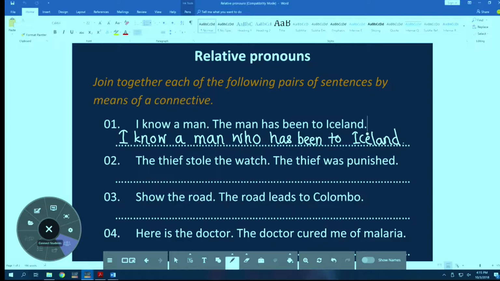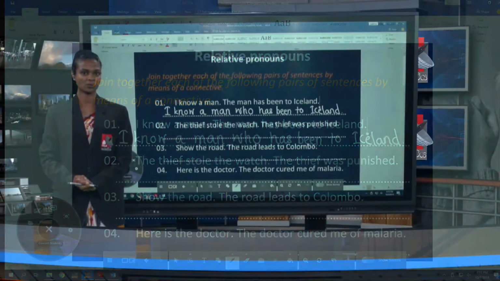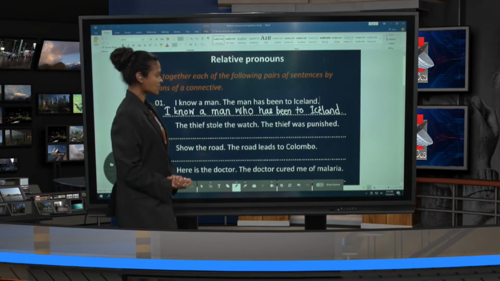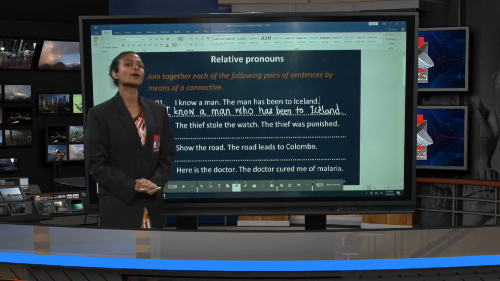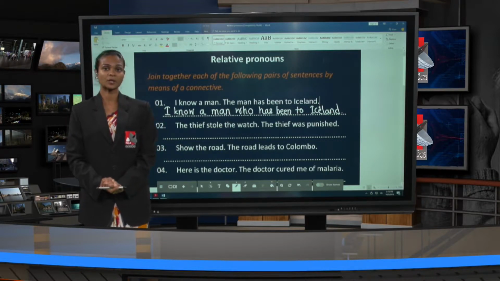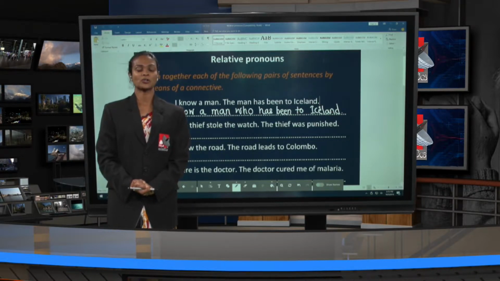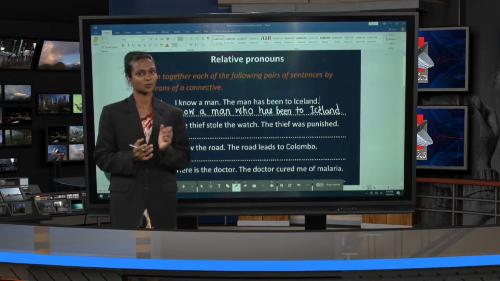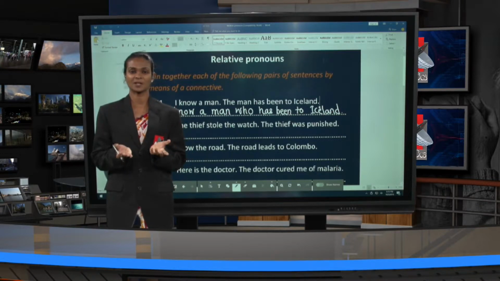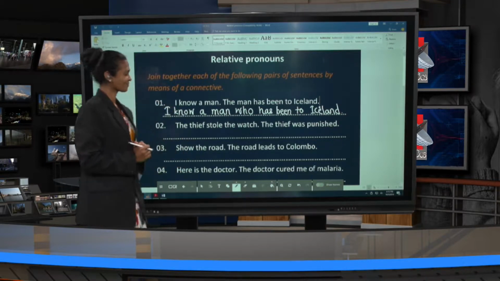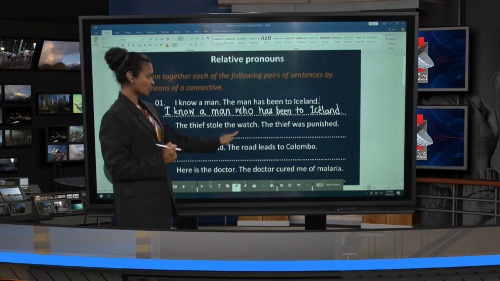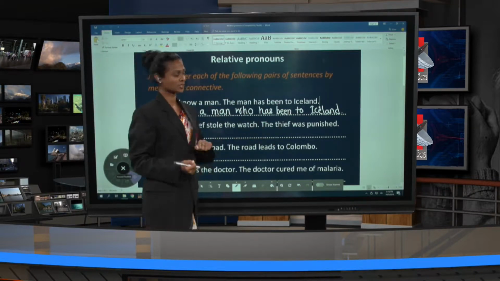Second one, the thief stole the watch. Then the next sentence says the thief was punished. How do we form this? We are going to describe the thief. The thief who stole the watch was punished. Simple. Now try to tell this one in English. Yes, that's right. The thief who stole the watch was punished.